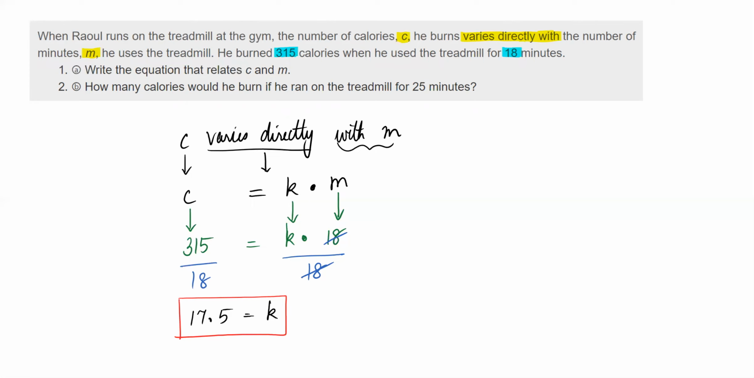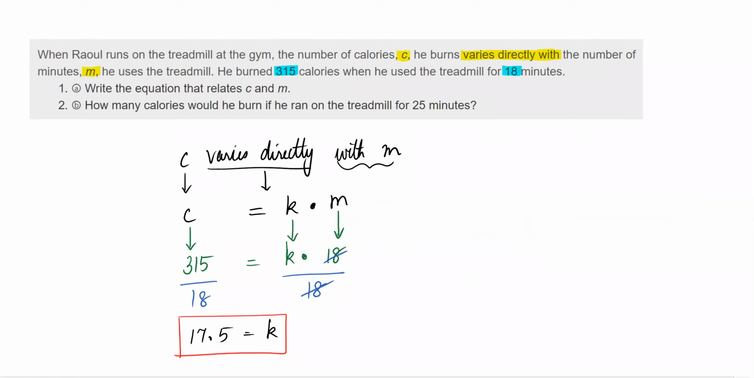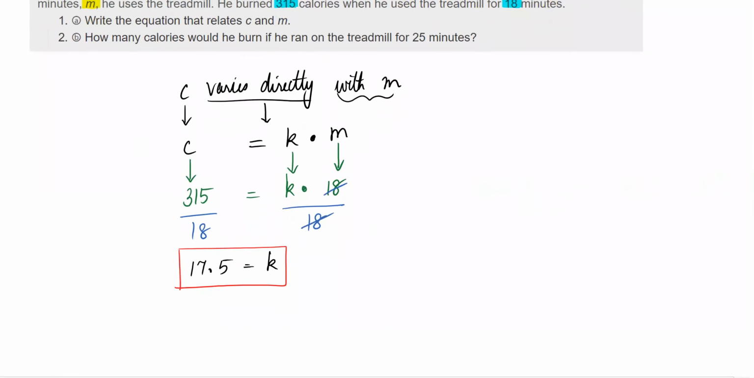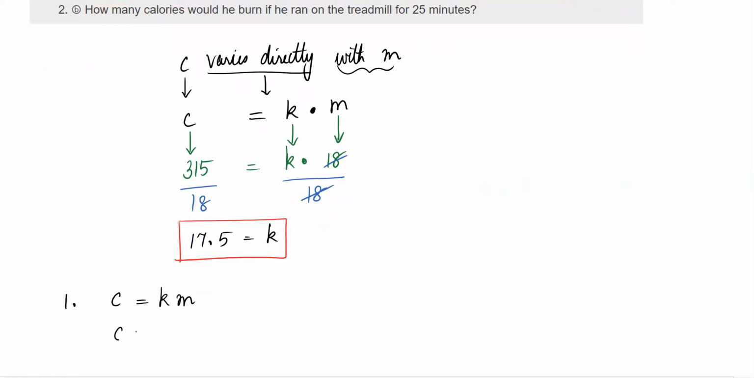Okay, I will just write it out here. 1 is, write the equation that relates C and M. So C equals K times M is the relation we have. We've built it already. But we now found K to be fixed at 17.5 because K is a constant of variation. It remains constant. And right there you got your equation that relates C and M.